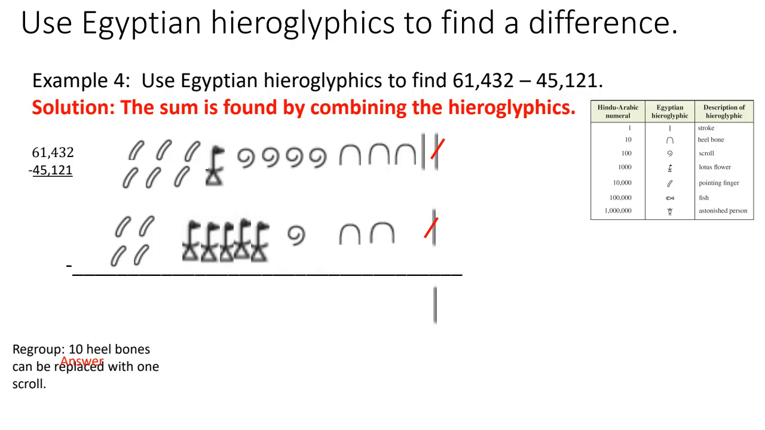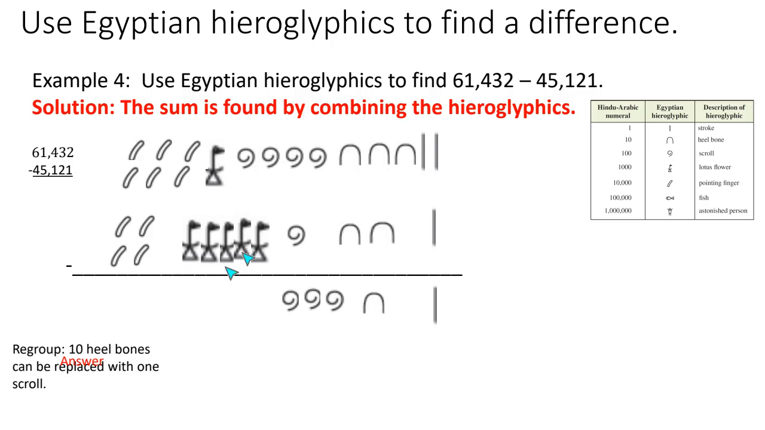And then if we continue, if we have 3 heel bones and we want to subtract 2, so we have 3 of these and we take away 2, we're only going to be left with 1. And then for this one, we have 4 scrolls, but we want to take away 1 scroll. So if I do that, then I'm left with 3. And then when I get to the lotus flower, we have 1 flower, but we want to take away 5. So there's not enough here to take away 5.